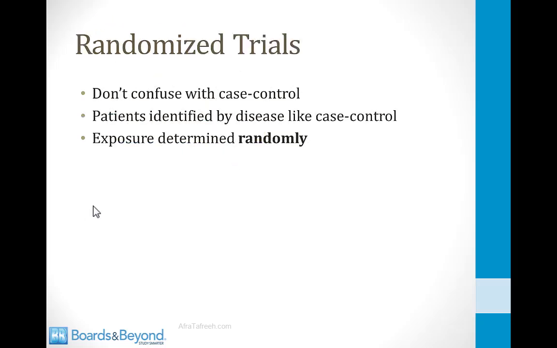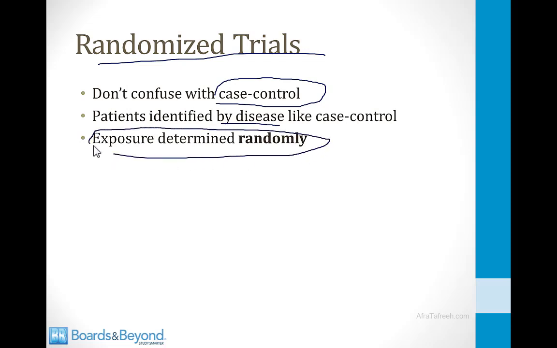Let me just briefly mention randomized trials. Don't confuse these with case control studies. So in randomized trials, you may identify patients by disease, just like case control. For example, in a randomized trial of a drug for heart attack patients, patients may be identified by the presence of heart attack. But importantly, the exposure is going to be determined randomly. Those heart attack patients are going to be randomly assigned to either receive the drug or not. And that's a randomized trial, which is very different from a case control study.